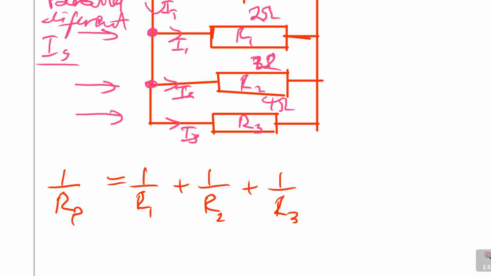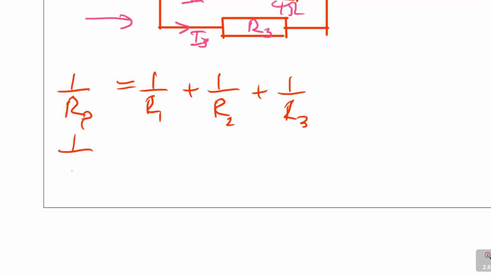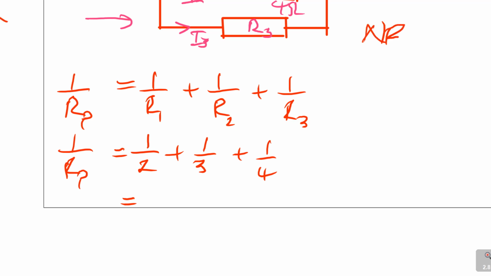Now I want you to be careful. Let me write this. It's 2, 3, and 4. So 1 over RP. Don't forget, always say 1 over R, don't say RP now. So it's 1 over 2 plus 1 over 3 plus 1 over 4. Then equal to, now be careful again. I say NB on this formula. I'm writing it again. NB.